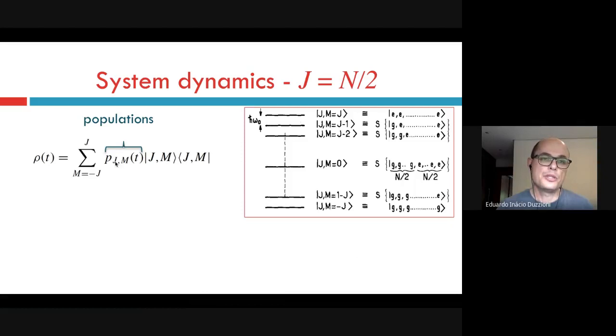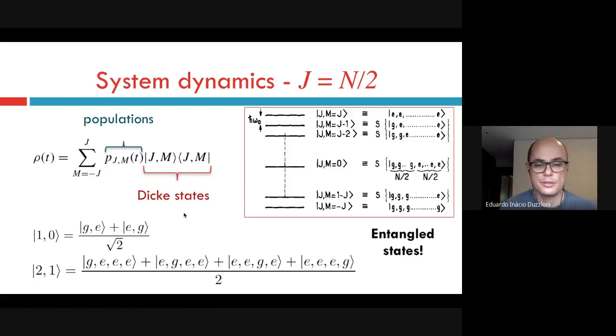So the solution of that master equation is a density matrix with this form, where P_JM is the population of each state. Notice that this is a density matrix diagonal in this basis, and this basis is the Dicke basis states. Each Dicke state here is of this form, okay?